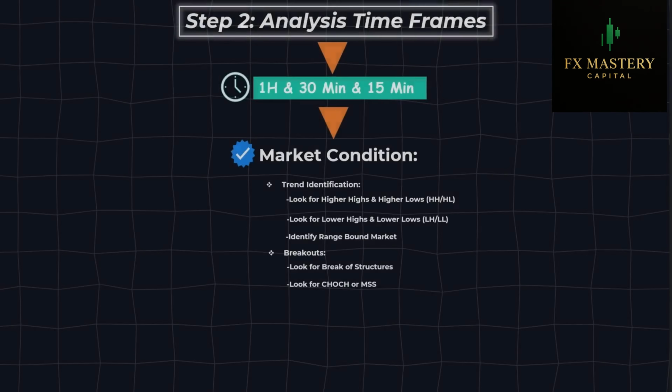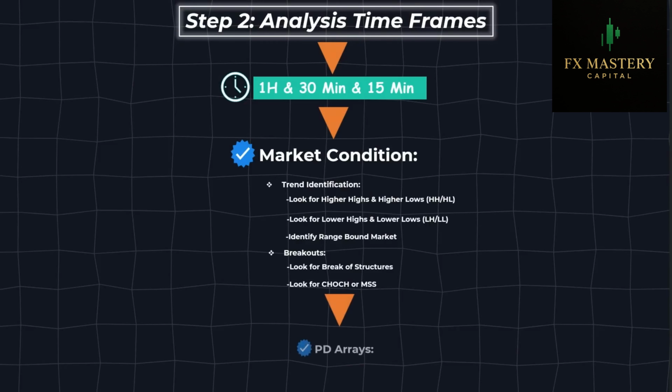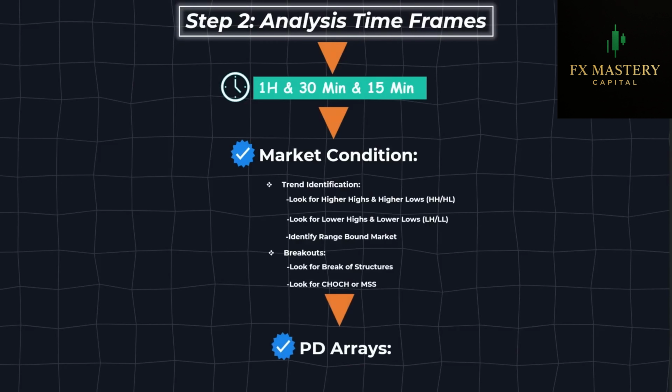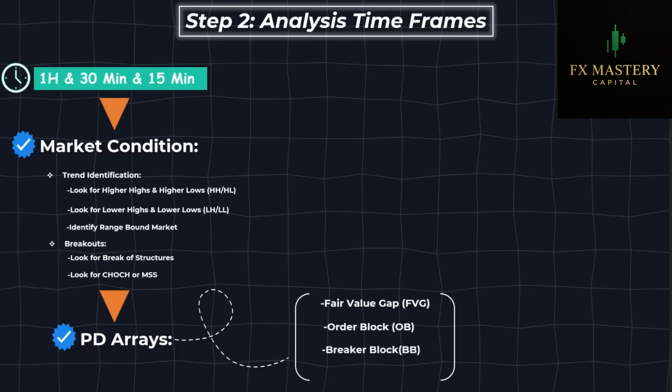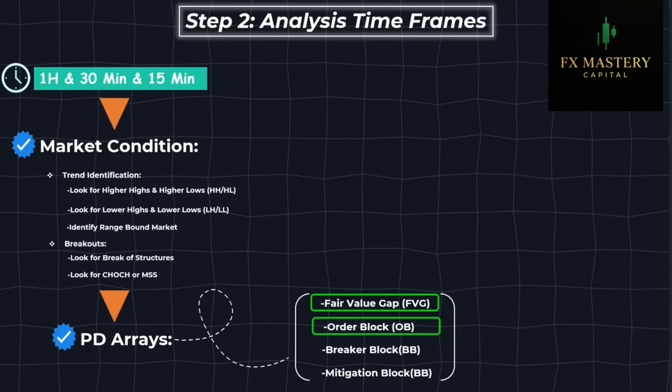After finishing the market structure mapping, the next step is to identify key areas like PD arrays within the analysis time frame. These PD arrays could be a fair value gap, an order block, a breaker block, or a mitigation block. But at this stage, the most important ones are order blocks and fair value gaps.